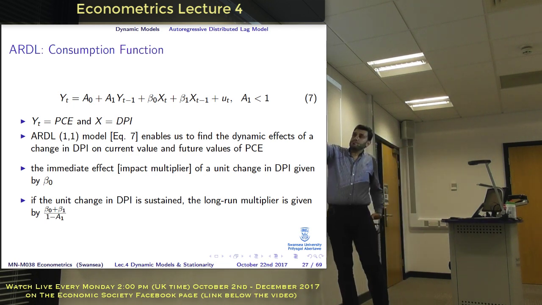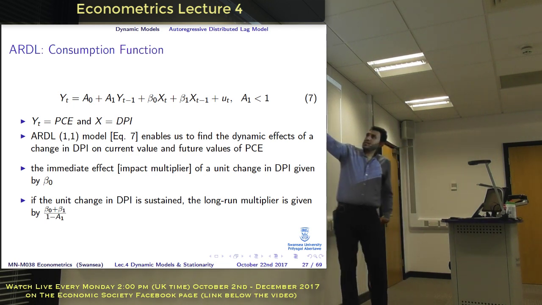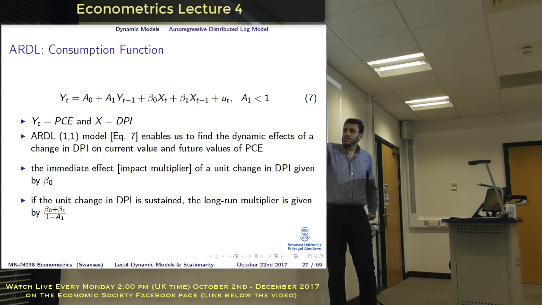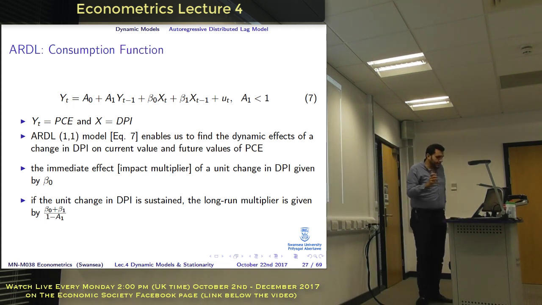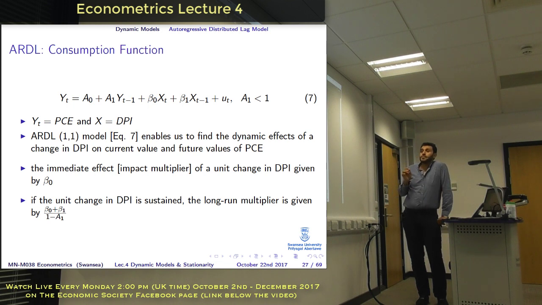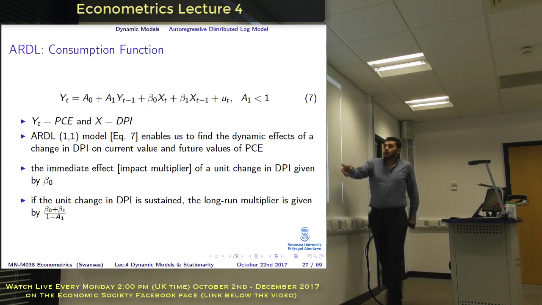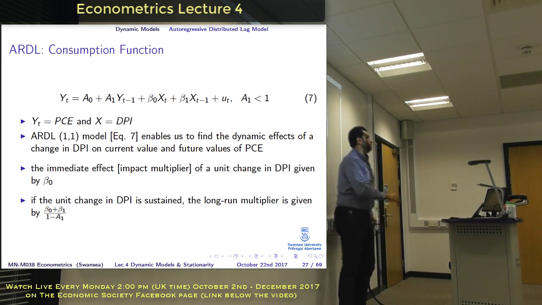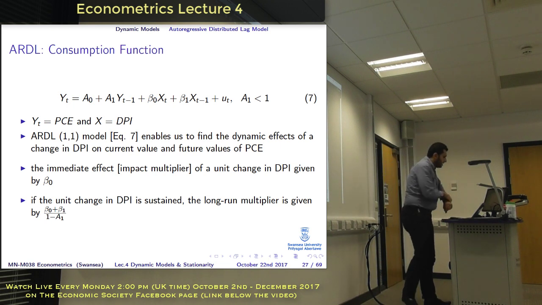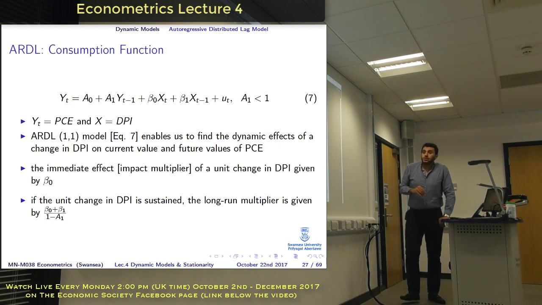So beta 0, we know what beta 0 is. Beta 0 is the impact multiplier, or the immediate effect, what we called before the short run one. So beta 0 is the immediate effect: when disposable personal income changes by 1 unit, the consumption expenditure would change by beta 0.